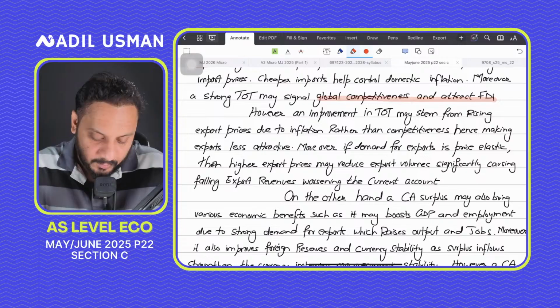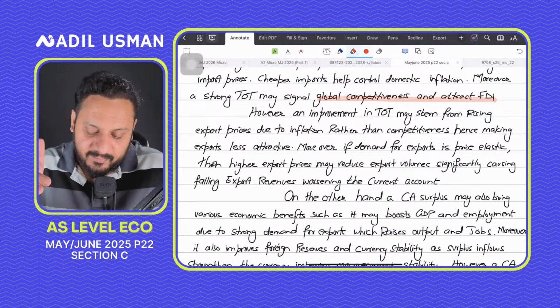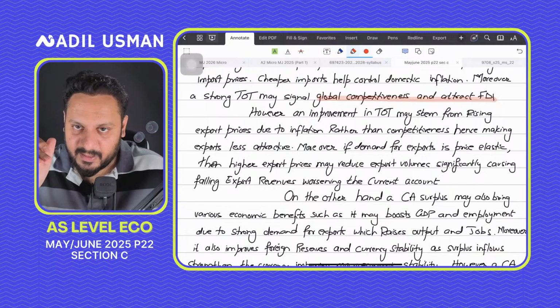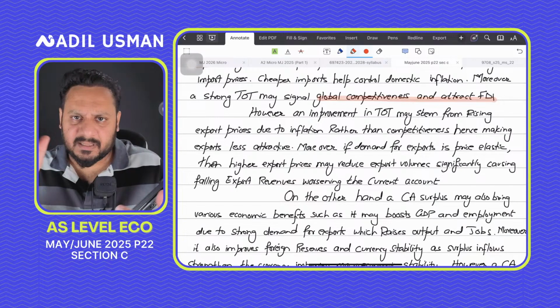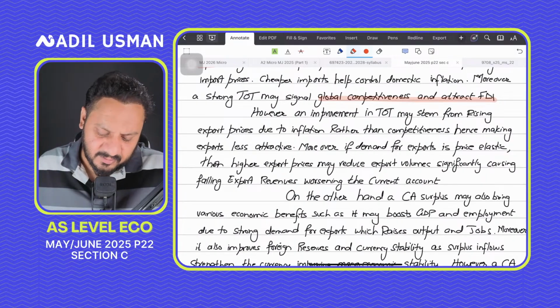export prices are going up because there's just more inflation in the economy, and that will have a bad impact on the competitiveness of your exports, and it will make your exports less attractive, and it might also have an impact on the balance of trade of the current account, probably causing it to go into a current account deficit or maybe reducing the surplus.